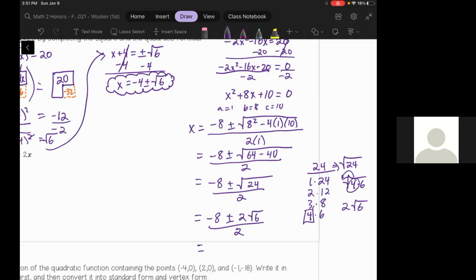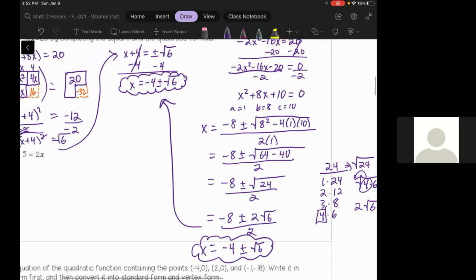And then if I divide both of these top parts by 2, we just look at the numbers in front of the square root and the number at the very beginning. -8 divided by 2 is -4. Plus or minus 2 square root of 6 divided by 2 is 1 square root of 6, or just the square root of 6. And that's good news because that's the exact same answer we got before, right up here. Okay, so whether we complete the square or do the quadratic formula, we're getting the same answer.